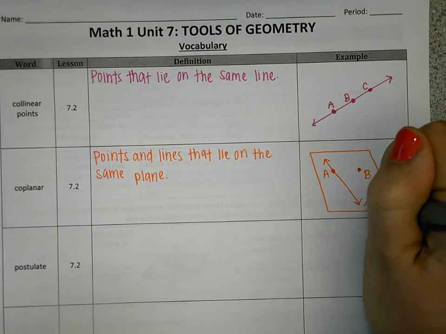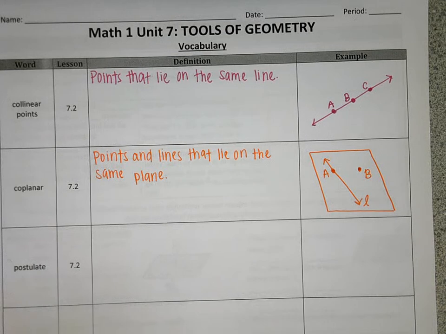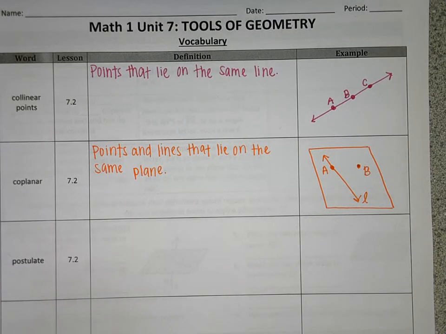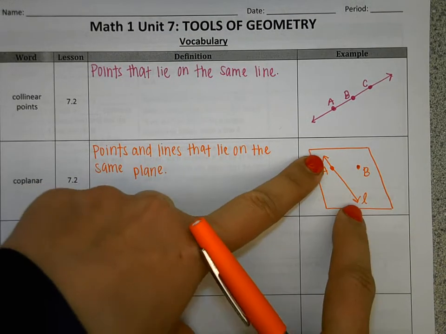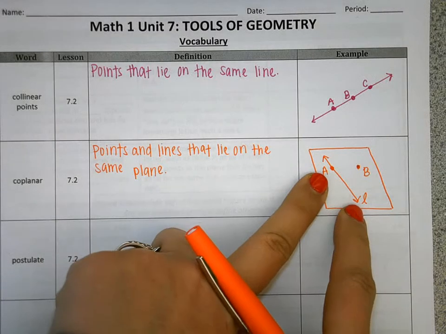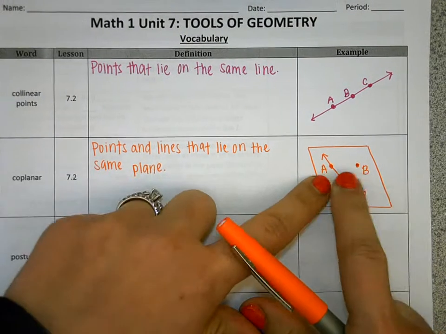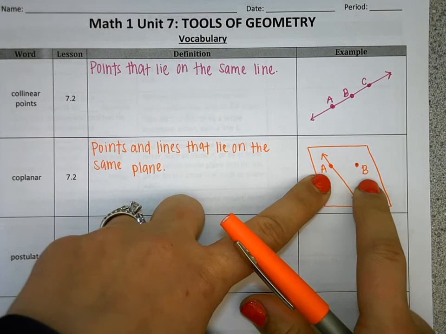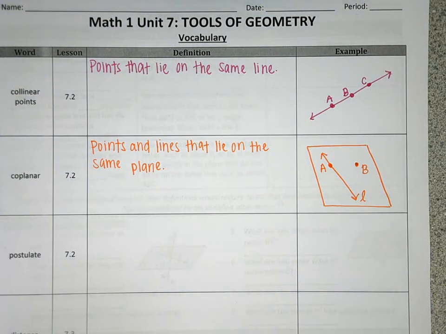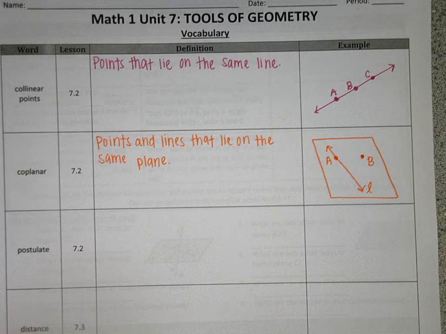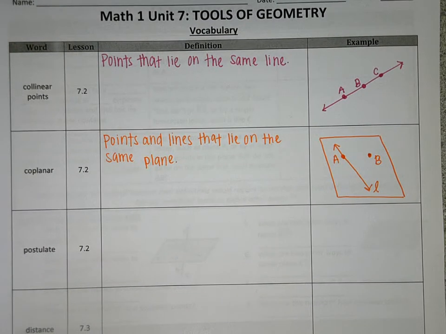And let's name this line L. So we use a cursive L. So we would say that line L and point B are coplanar. We could say that point A and point B are coplanar. So coplanar means points and or lines that are on the same plane. Okay.